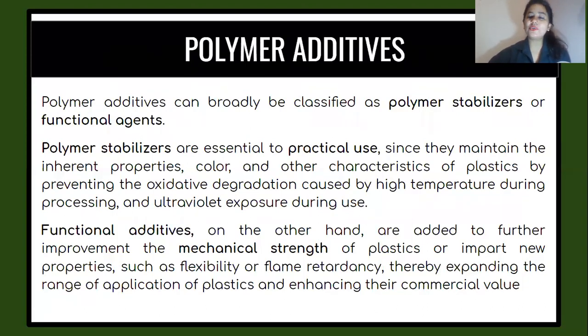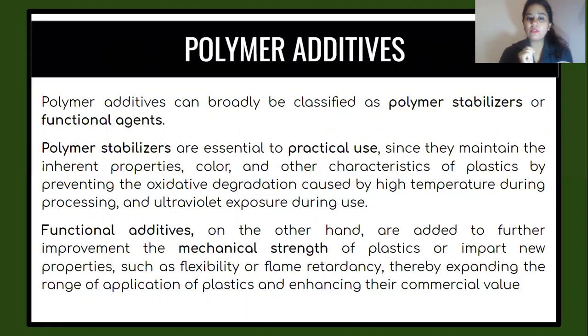Now, a stabilizer, as you can see from the name itself, helps in stabilizing. It helps in supporting the polymer for a longer duration of time for practical day-to-day life activities. They maintain the inherent properties like colors and other characteristics of the plastic, so that it cannot undergo the oxidative degradation caused by the higher temperature during processing and the UV exposure during usage. If you take a colored bottle and use it for a long duration of time, the color starts to fade, but only after a very long time. What is used? Polymer stabilizer, because it has been added into it, the color remains for a longer duration of time.